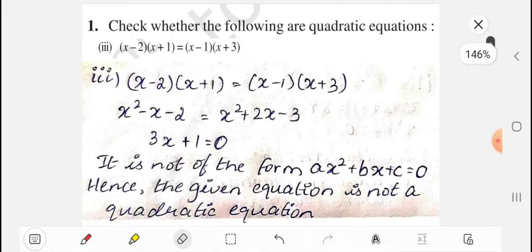I will fix up the screen for a second over here. Copy down.